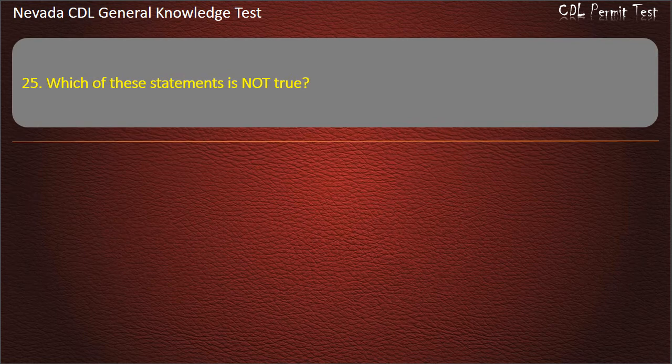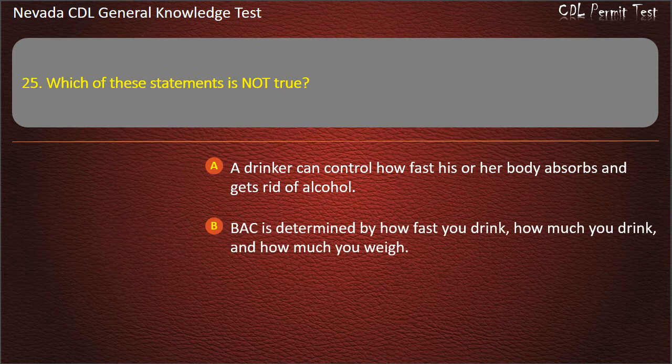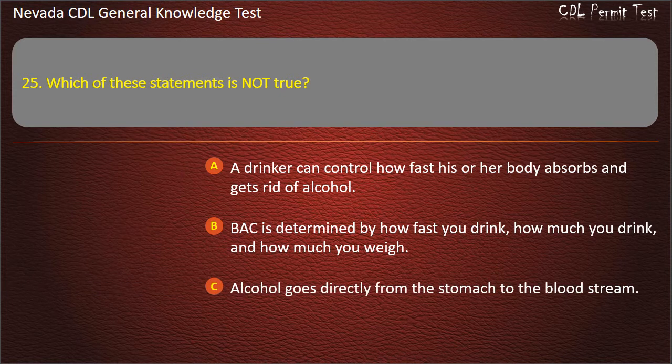Question 25. Which of these statements is not true? A drinker can control how fast his or her body absorbs and gets rid of alcohol. BAC is determined by how fast you drink and how much you weigh. Alcohol goes directly from the stomach to the bloodstream. Answer: A drinker can control how fast his or her body absorbs and gets rid of alcohol.